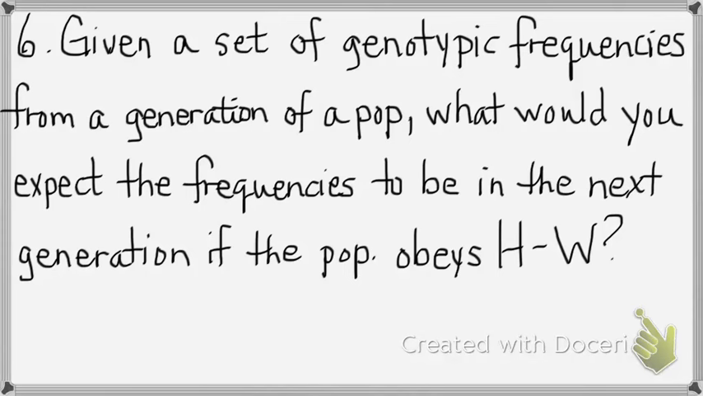Let's say I give you a set of genotypic frequencies. I'm just making this up. p equals 0.5, q equals 0.5. Let's just say that's what I gave you. What would you expect the frequencies to be the next generation if the population's obeying Hardy-Weinberg? The same.